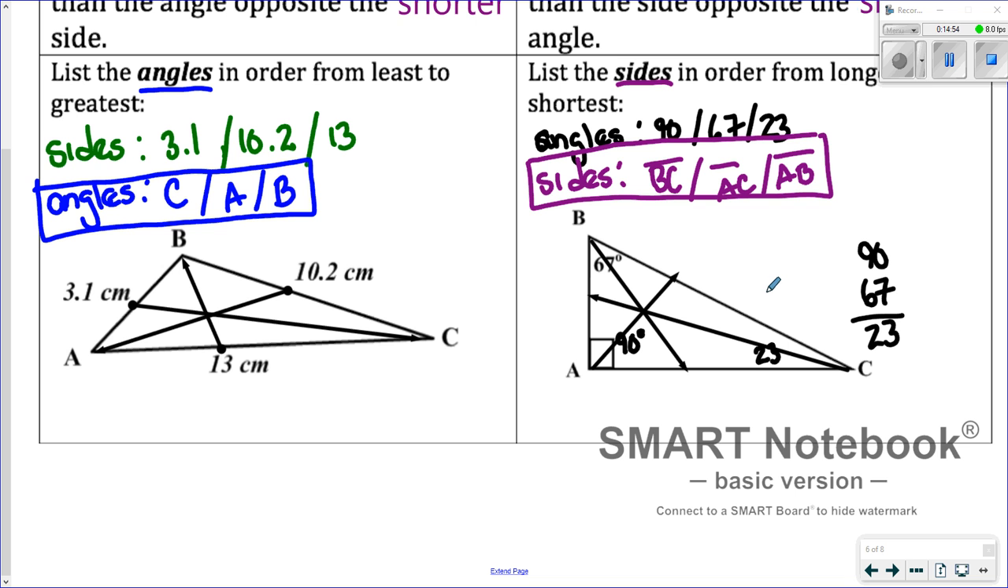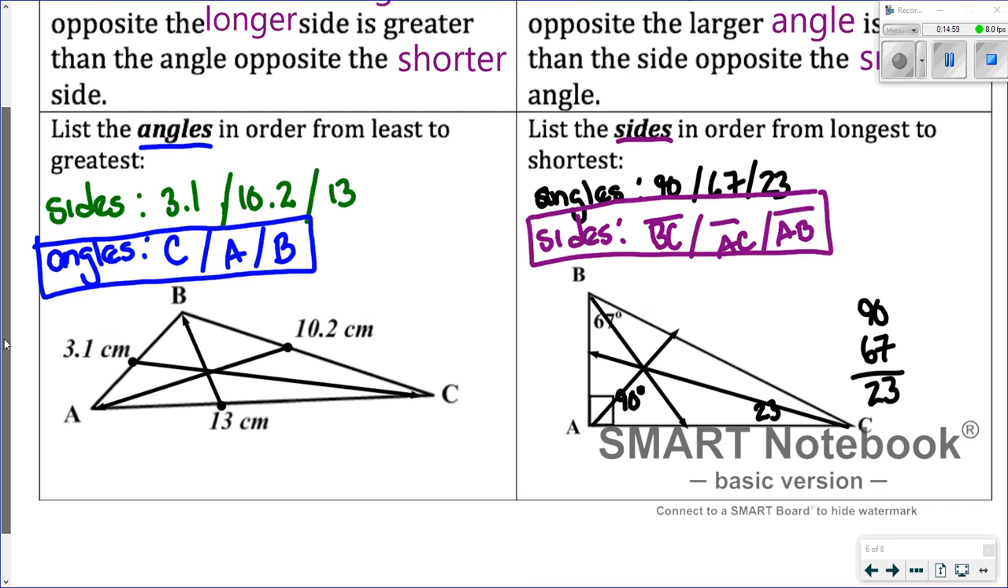So that's it. I know with these problems there's going to be some confusion because for this one they ask you for the angles. They're not asking you for the sides. When you see any numbers on the outside of the triangle, those are the sides. They do not represent the angles. You have to look at the angle opposite the sides to tell you if it's going to be big or small. And if they ask you from least to greatest, you do it from least to greatest. If it's greatest to least, you do it in that order.